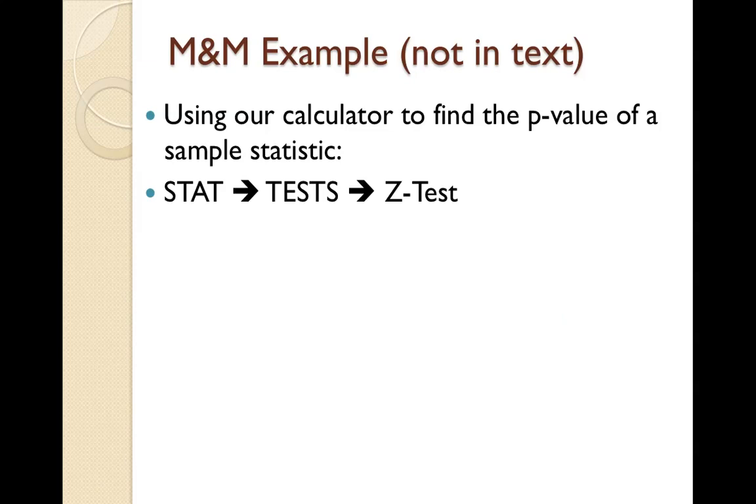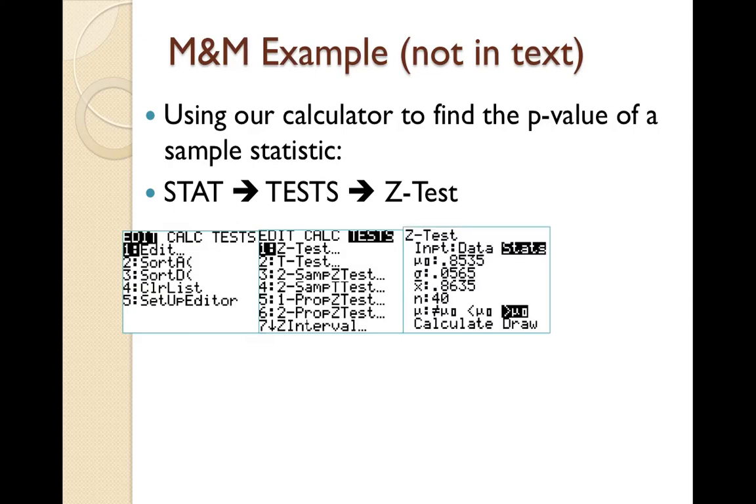Same location, z-test: stat test, z-test. And in z-test, you want to make sure stats is highlighted, not data. Stats when you don't have the raw data. Mu sub 0 is 0.8535. Sigma is 0.0565. That comes right from the problem. X bar is 0.8635. N is 40. And the direction of the test, either on the right side or the left side, we're going to pick on the right side, so it's greater than mu sub 0. And then go down to calculate.